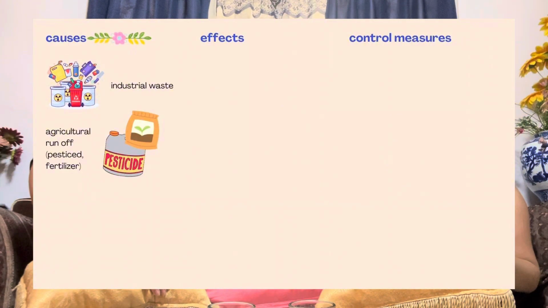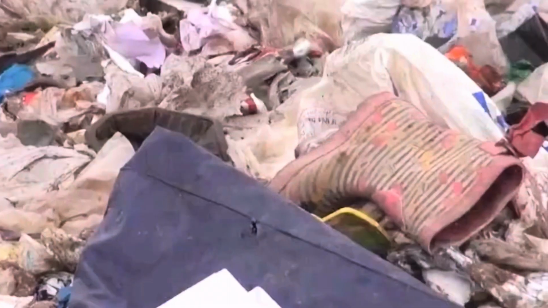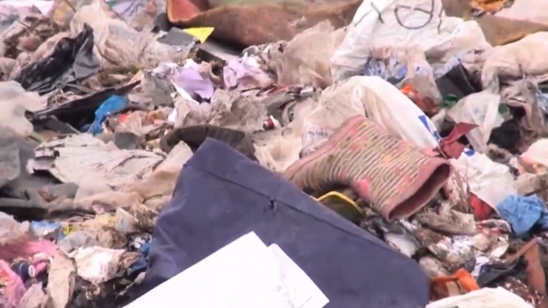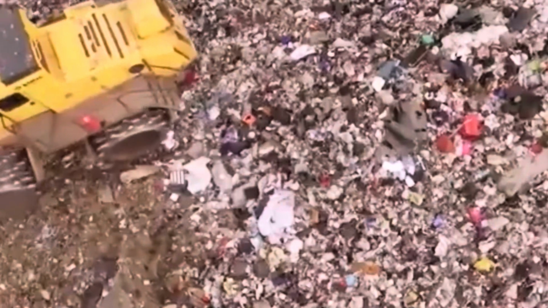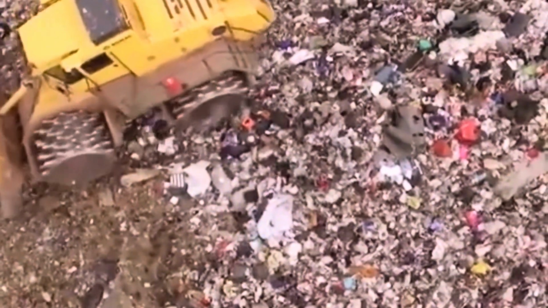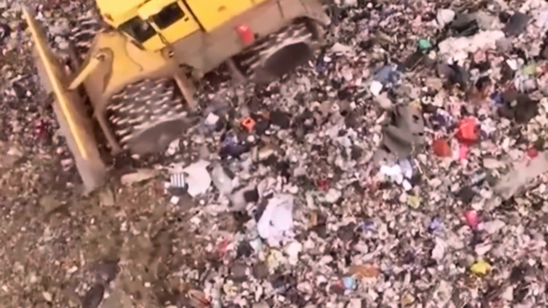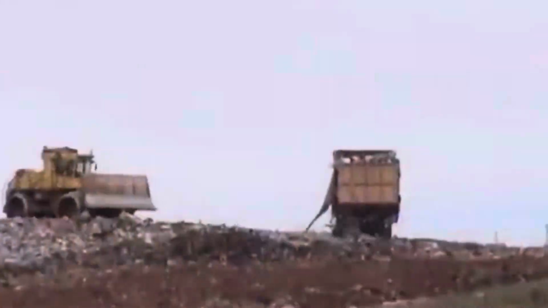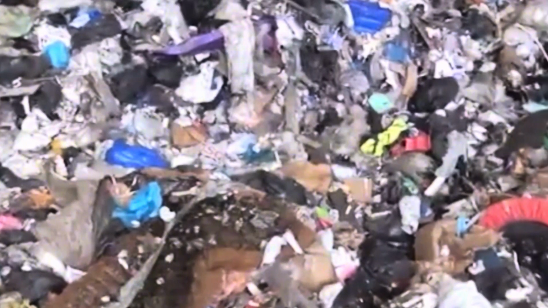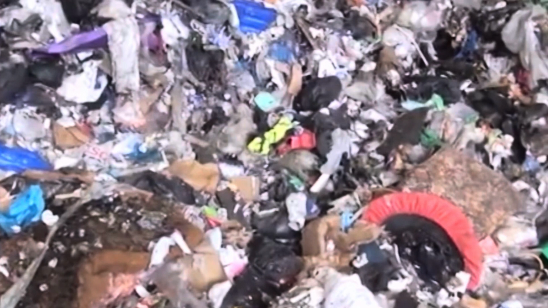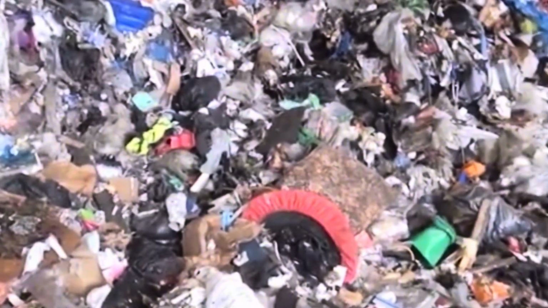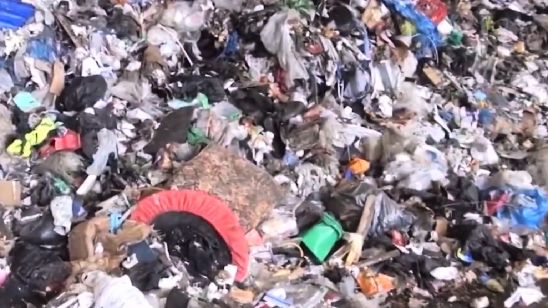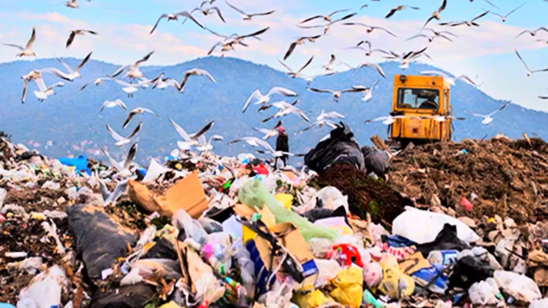So next, we have agricultural runoff. Agricultural runoff containing fertilizers, pesticides, and animal waste can seep into the soil, contaminating it with excess nutrients and chemicals. This pollution can degrade soil quality, leading to reduced fertility and crop productivity. Additionally, agricultural runoff can contribute to soil erosion, further exacerbating land degradation and impacting surrounding ecosystems.